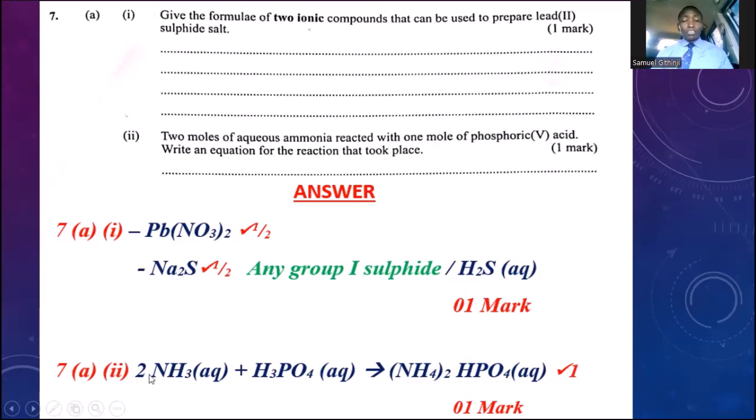Then we had a very tricky question that I think very few people got. 2 moles of ammonia reacting with 1 mole of phosphoric acid, you get diammonium hydrogen phosphate. The way I've written that equation, my student, nothing else.